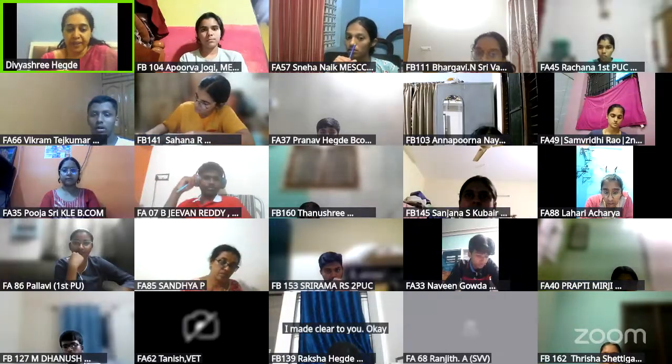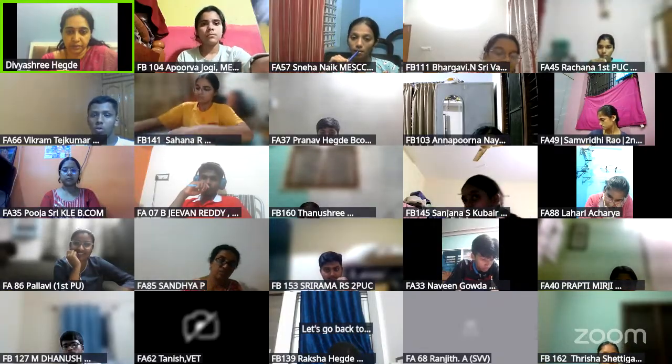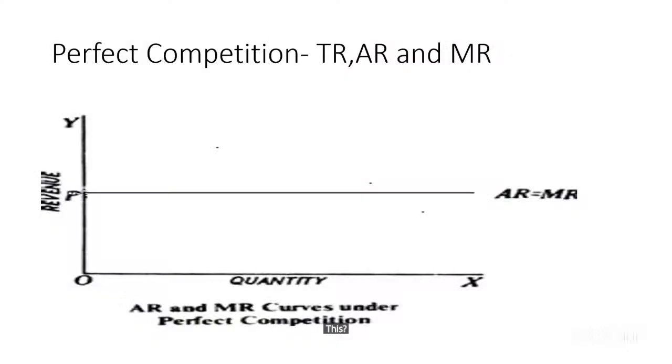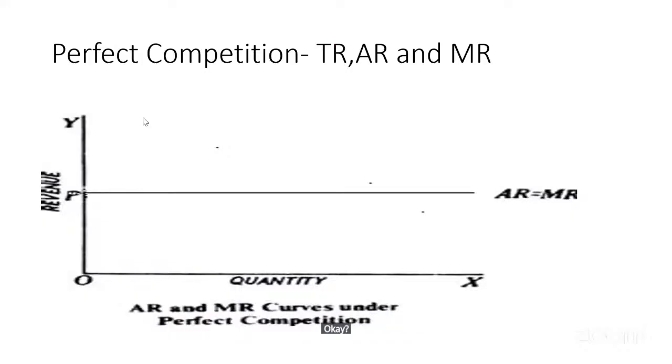Okay, so now let's go back to this. They have not shown the TR curve. Basically, the TR curve is an upward sloping straight line, and the AR and MR curves are horizontal straight lines. The price line is also a horizontal straight line. Please do remember this. Keep it in mind. Next is the relationship between AR, MR, TR and price elasticity of demand.